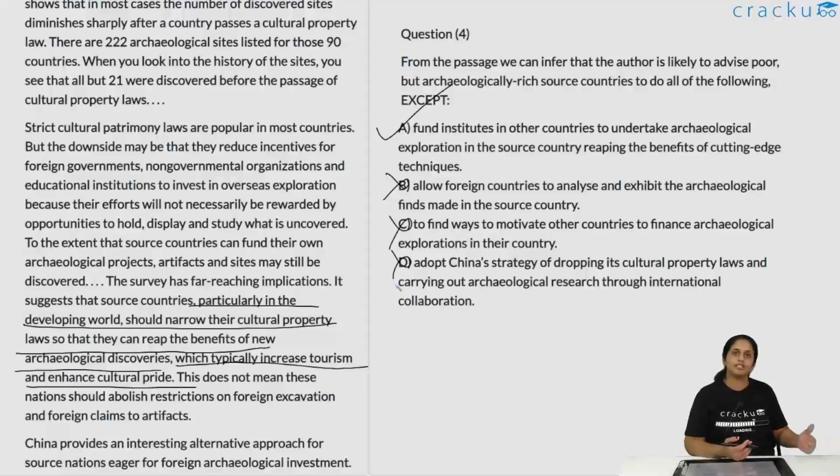A is the only one which is nonsensical essentially, because why would I fund an external institute? So A is the answer.